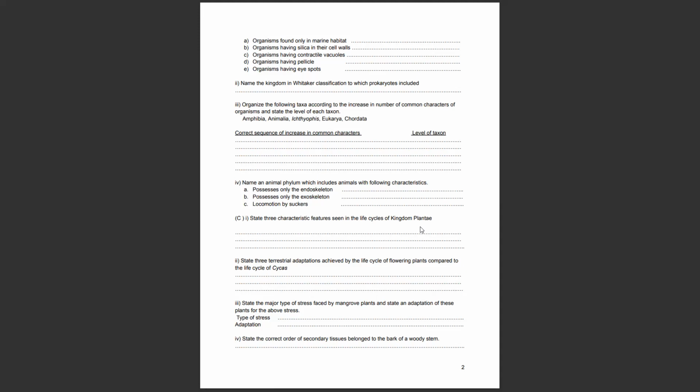Fourth one, name an animal phylum which includes animals with the following characteristics. Possess only the endoskeleton: Echinodermata. Possess only the exoskeleton: Arthropoda. Locomotion by suckers: Annelida. 3 marks. For the previous one, for writing the correct sequence of increasing common characteristics of organisms, 1 mark. And for writing the correct taxon, give 5 marks. Right? 5 marks.